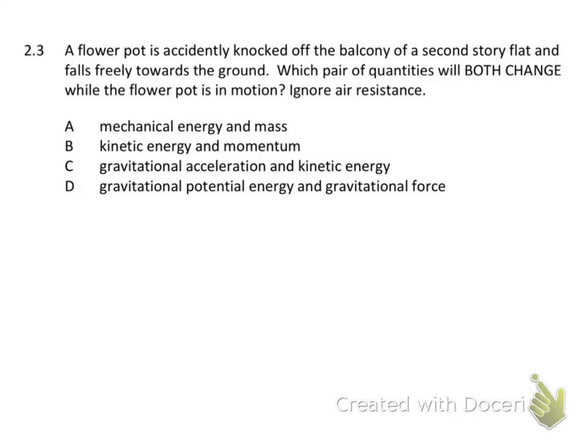All right, 2.3, a flower pot is accidentally knocked off a balcony and falls freely towards the ground. Which pair of quantities will both change while the flower pot is in motion? All right, now, one of the quantities that most certainly will change will be its velocity. It's falling under the action of gravity, so it will accelerate, and so its velocity will increase.